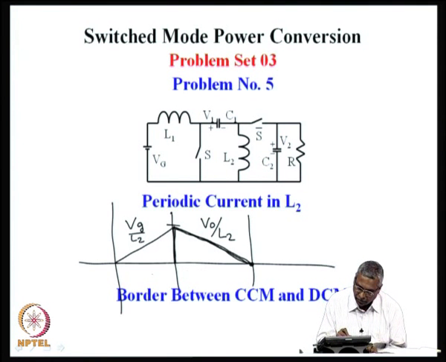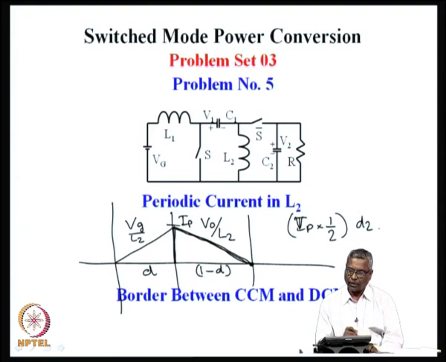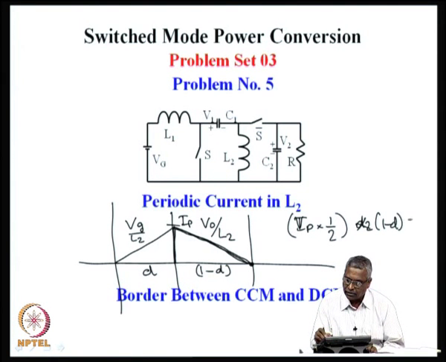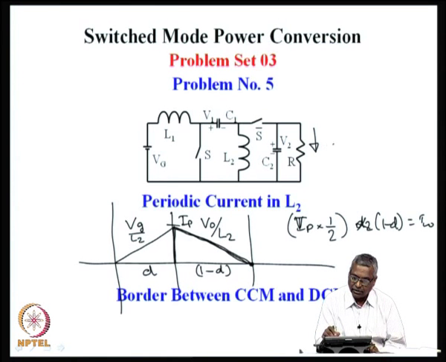to average current. If you call this as D and this as 1 minus D, then the peak current I peak into 1 by 2 into D2 or 1 minus D, if it is on the border, 1 minus D, this will be equal to the output current I0, output current which is going into this I0.